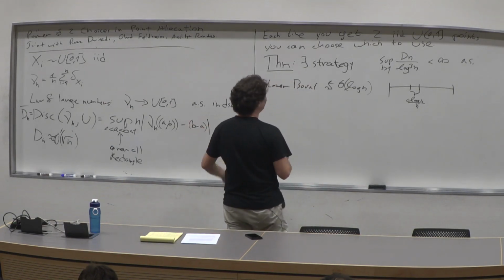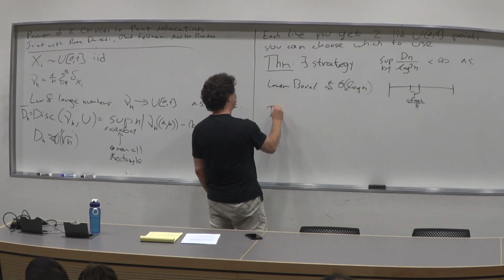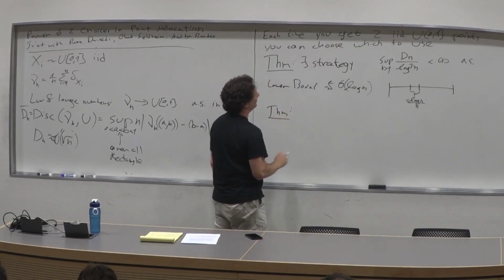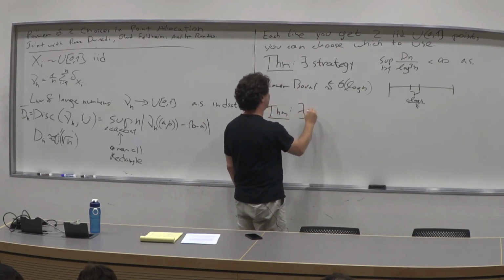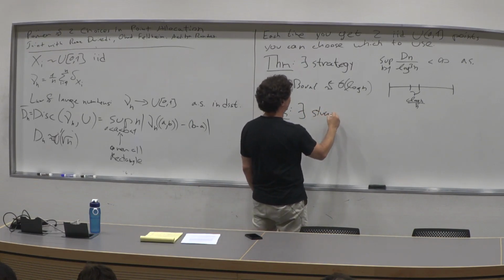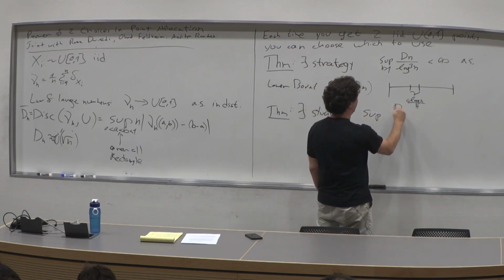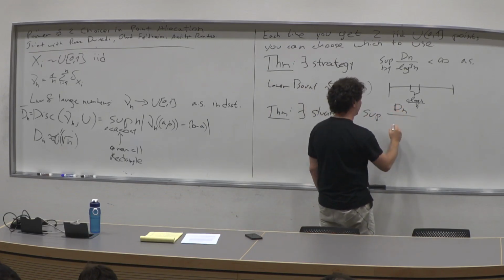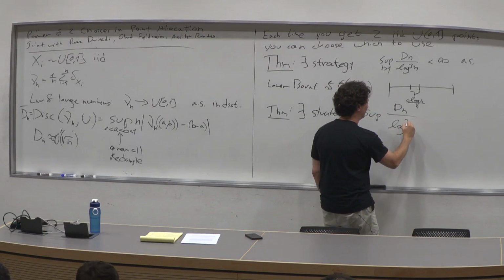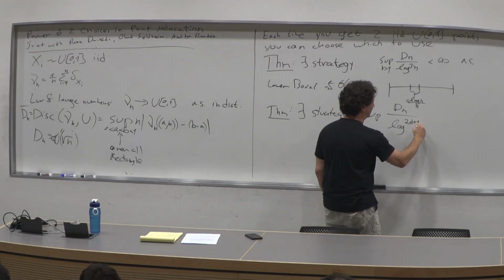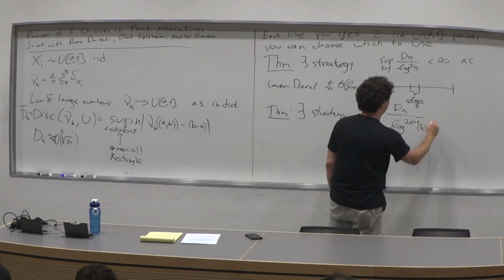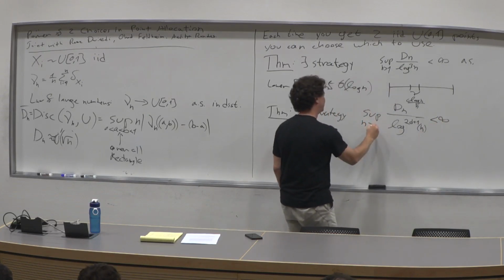So, suppose that we use this discrepancy, then we have an analog of the same strategy, it's very similar, that will give you a supremum of D_n of log n to the power of 2d plus 1. And we'll define it.